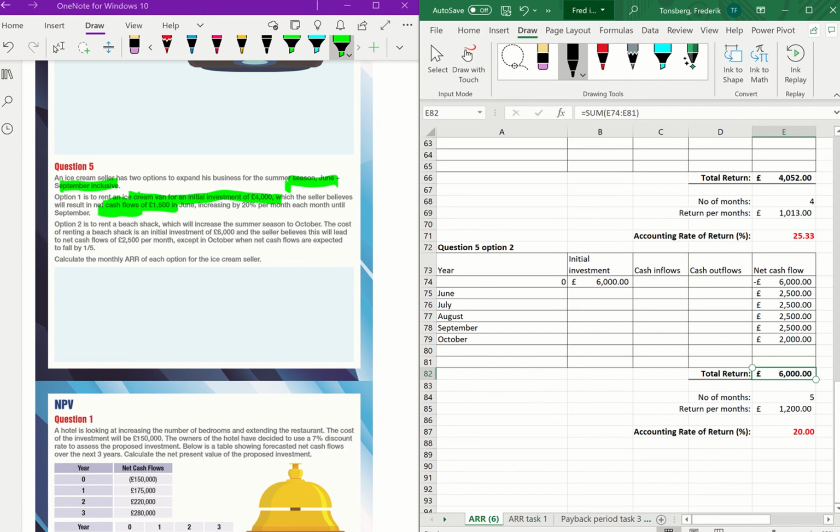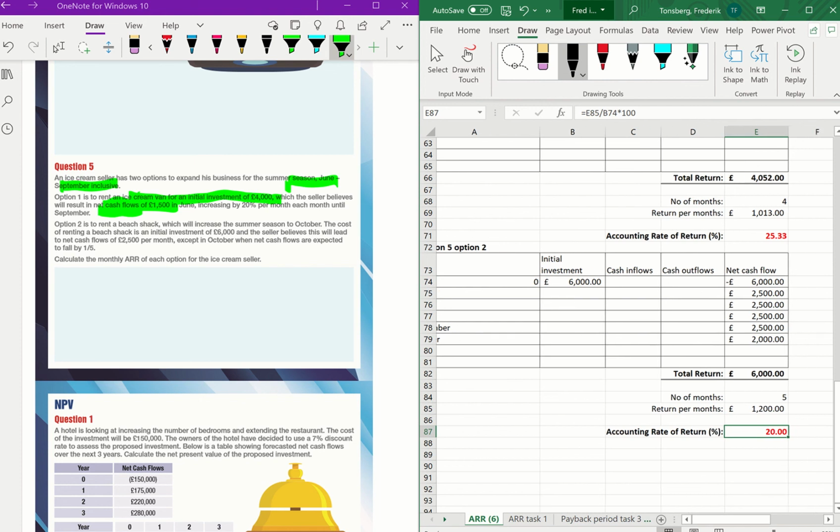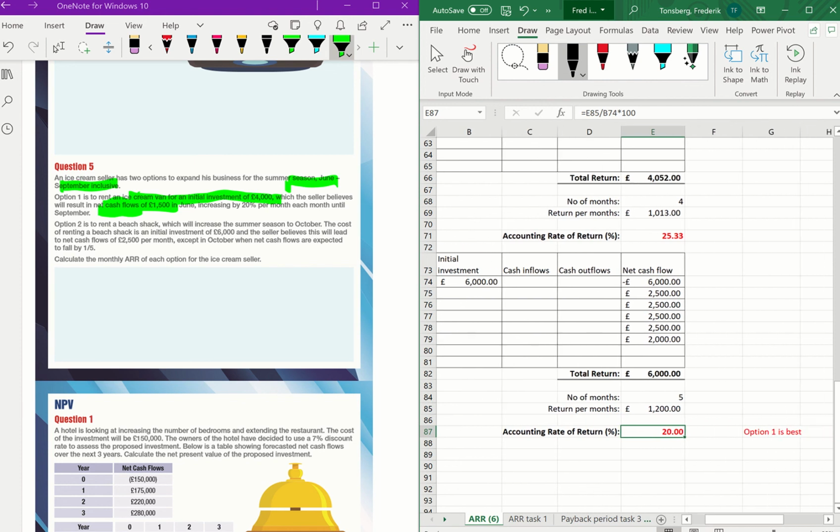Number of months is 5, so the return per month is going to be the £6,000 total return divided by 5, and that gives me a return per month of 1,200. And we can then work out the accounting rate of return by saying the return per month, 1,200, divided by £6,000, which is the initial investment, times by 100 to give it a percentage. And that gives us a rate of return of 20%. So what option is the best?